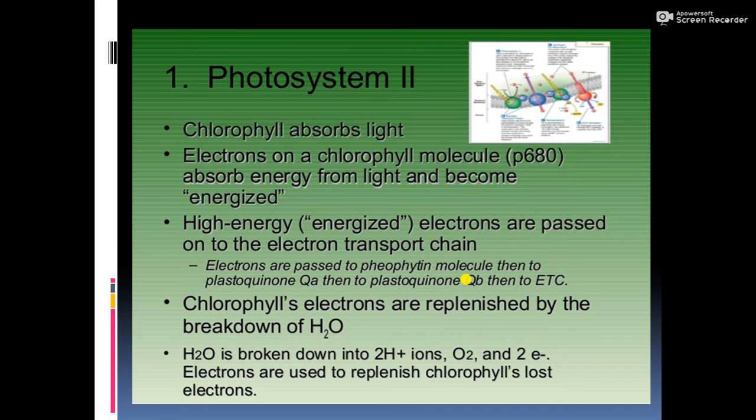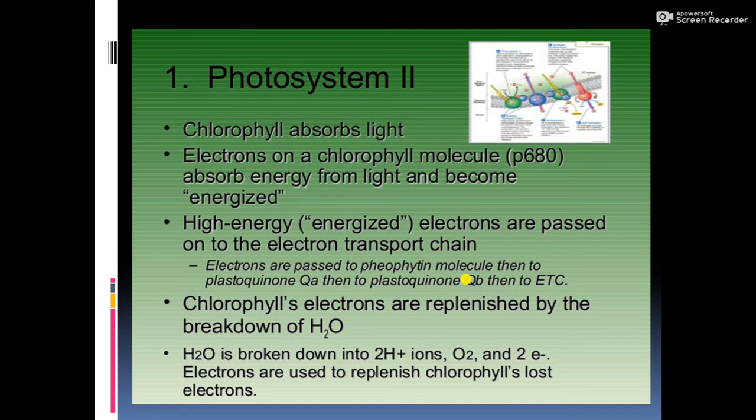Next is photosystem 2, that is non-cyclic photophosphorylation. Chlorophyll absorbs light, then electrons on a chlorophyll molecule absorb energy from light and become energized. High energy electrons are passed on to the electron transport chain. What is the electron transport chain? Electrons are passed to the pheophytin molecule, then to plastoquinone Qa, then to plastoquinone Qb, then the electron transport chain.